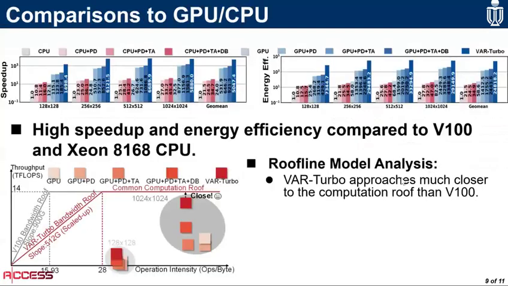Through the synergy between software and hardware innovations, VAR-Turbo achieves orders of magnitude higher speedup and energy efficiency compared to NVIDIA V100 GPU and Intel's CPU. Then, according to the roofline model analysis, VAR-Turbo approaches much closer to the computational roofline than V100.